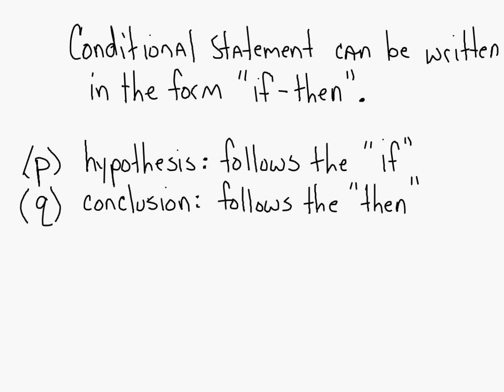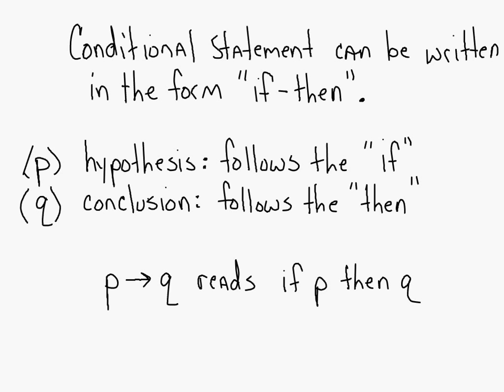This symbol that you'll see, P, arrow, Q, reads, if P, then Q. And what it means is that since P is the symbol for hypothesis and Q is the symbol for conclusion, you could read this as if the hypothesis, then the conclusion. Okay?